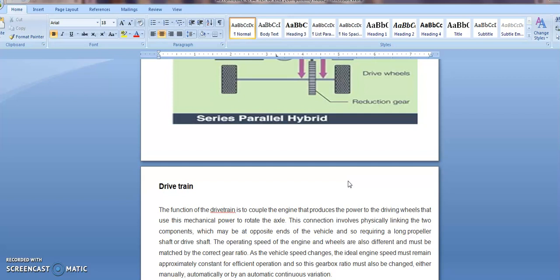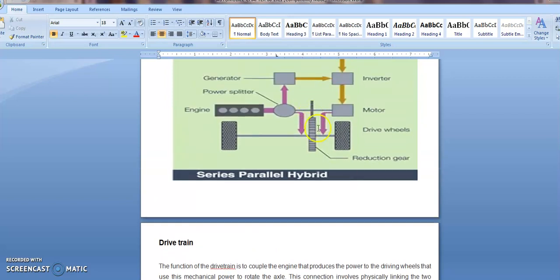The operating speeds of the engine and wheels are also different and must be matched by the correct gear ratio. As the vehicle speed changes, the engine speed must remain approximately constant for effective operation, and so the gearbox ratio must also be changed, either manually, automatically, or by an automatic continuous variation. So here the drivetrain is used to join the driving wheels along with the motor.